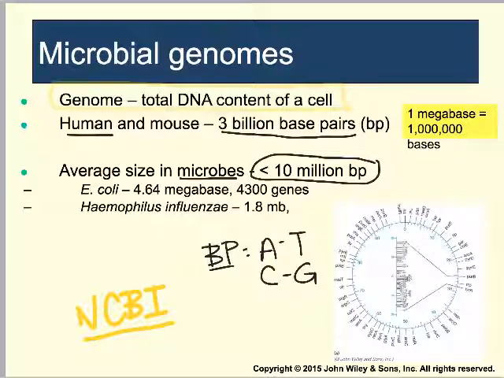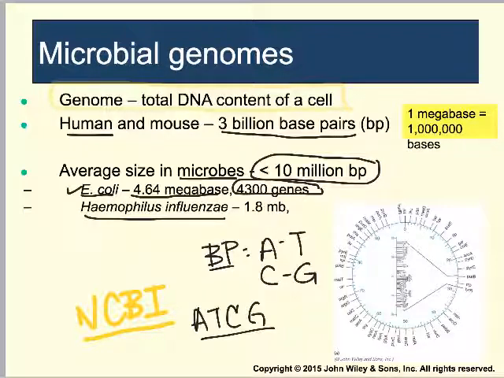So they've done a lot of work on sequencing them, trying to figure out what the A's, C's, T's, and G's are and what order they're in, so the sequence. E. coli has been studied extensively. It's the model organism for bacteria. They say that it has 4.64 megabases, and that within that there are 4,300 genes. Haemophilus influenzae is another organism. It's a lot smaller, at 1.8 megabases.